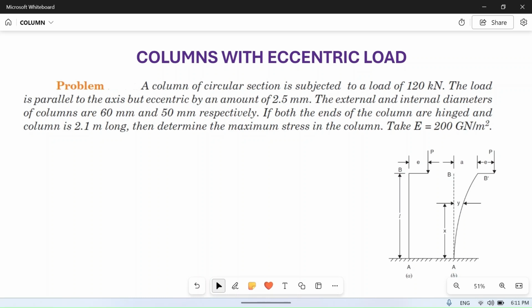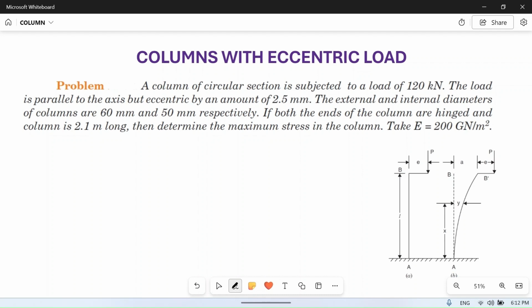So in this video we will solve a numerical problem which is based on columns which have eccentric load. Okay, so let's read the problem and note down the important parameters. And if you find this question difficult, then I request you to please go through our playlist and start from video number 1. Okay, so a column of circular section is subjected to a load of 120 kilonewton.